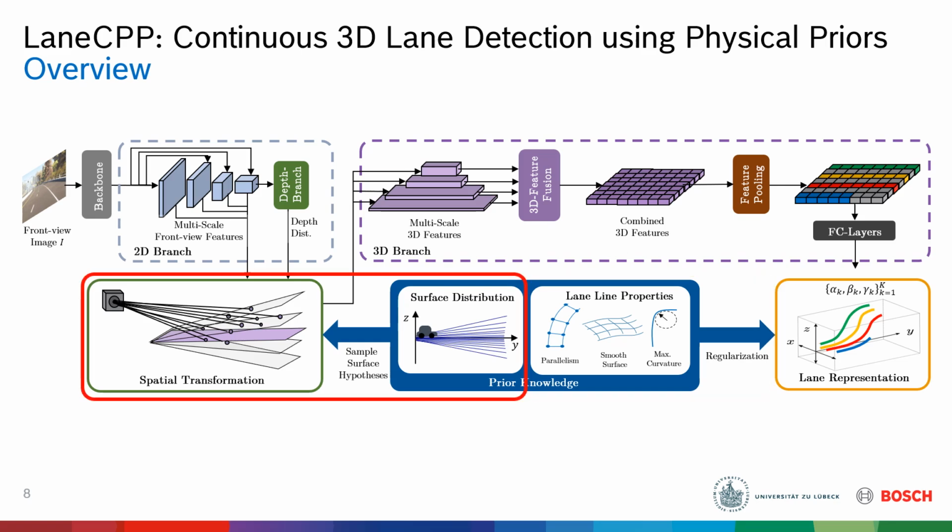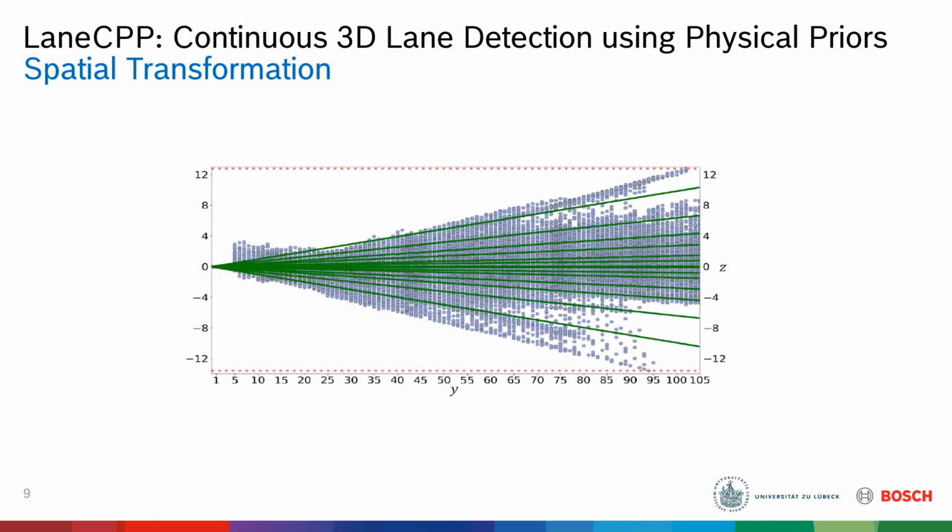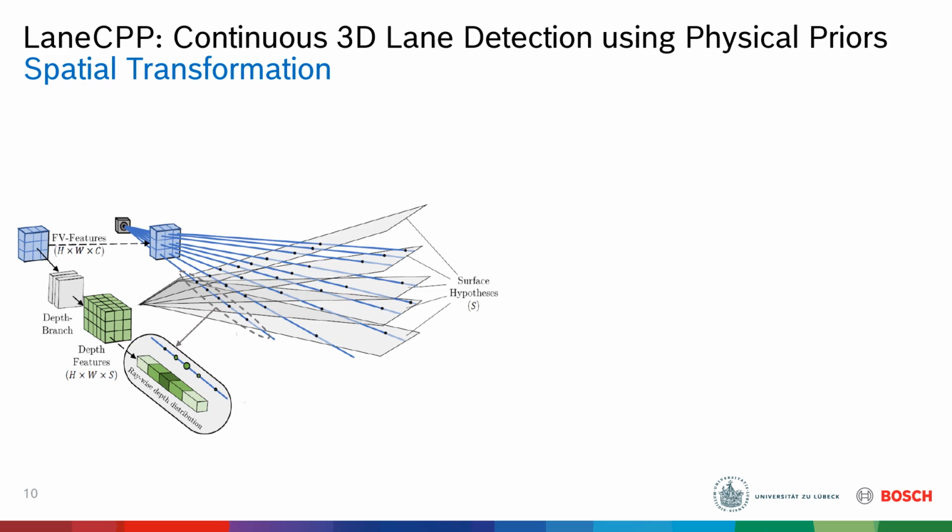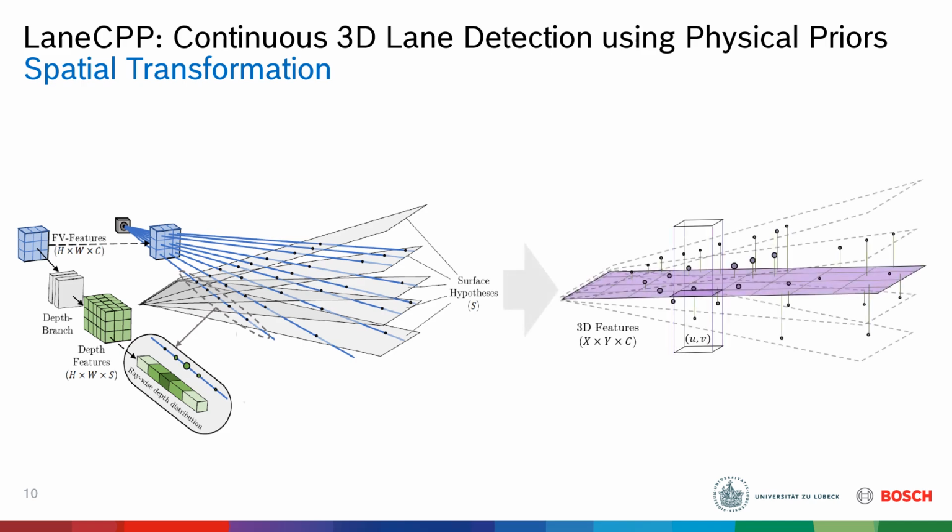Finally, we'll show a way how to use knowledge about the surface distribution for our spatial transformation. We know approximately how the surface points are distributed with respect to height, so we can sample certain surface hypotheses in this region of interest. To lift features into 3D space, we use these hypotheses to compute intersections with the camera rays and weight these points on the ray according to a learned depth distribution. These weighted points are associated with a top view grid cell, and computing the weighted sum of the points results in the 3D feature vectors that are processed further by the network head.